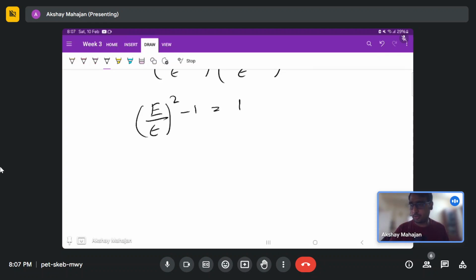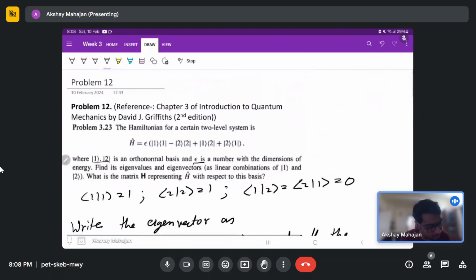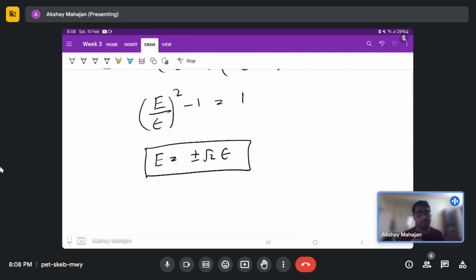Okay, so from here we get our energy eigenvalue E equals epsilon times plus minus root 2. Epsilon is just some number in our Hamiltonian, and our energy eigenvalue will be equal to plus minus root 2 times this epsilon.